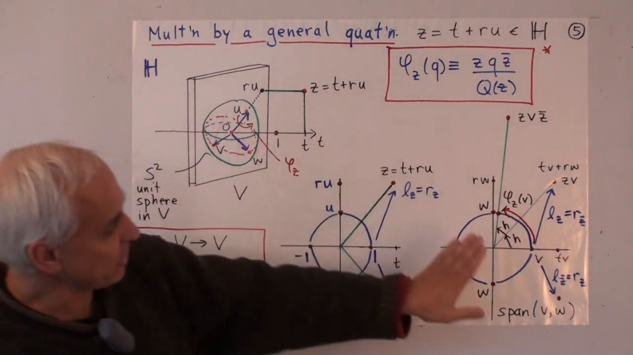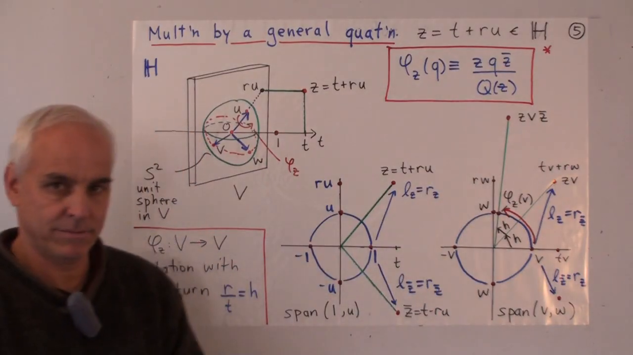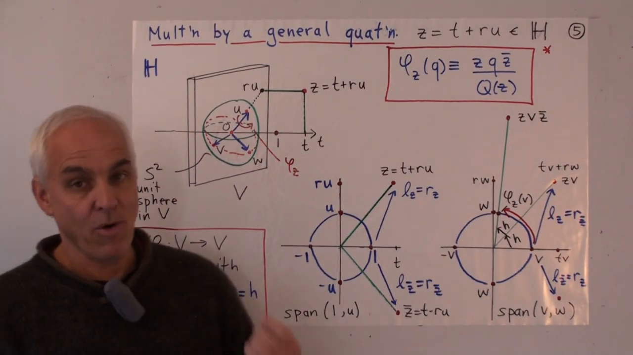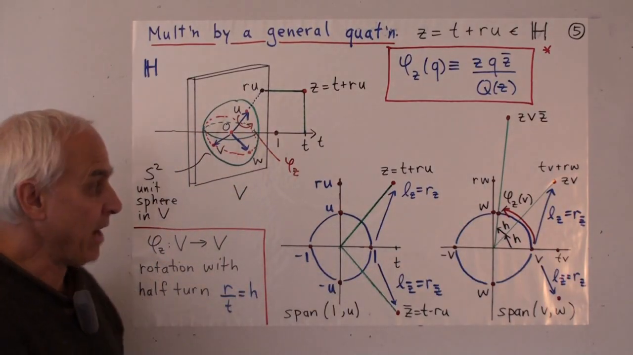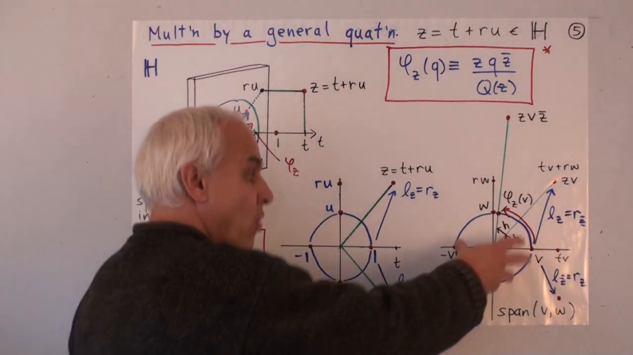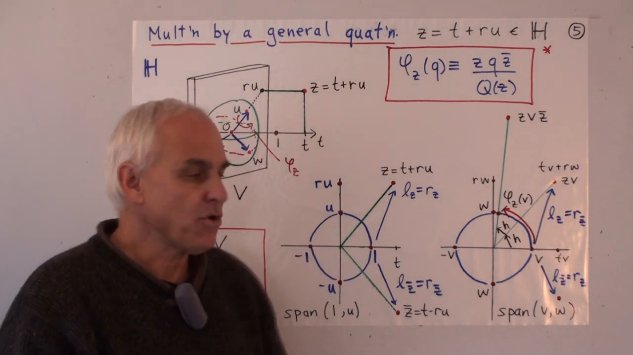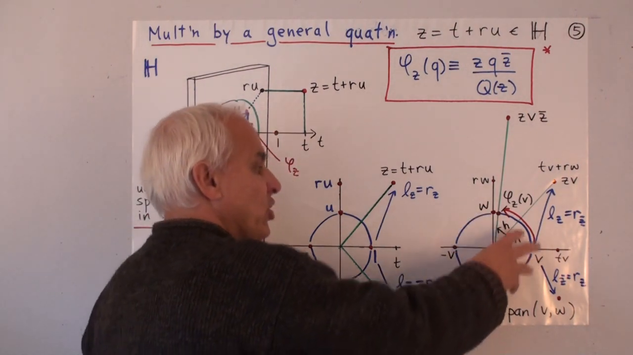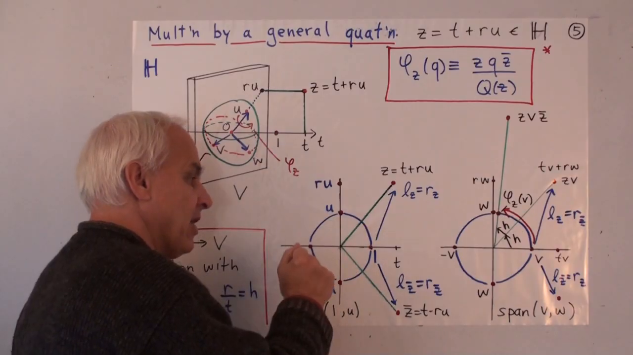All right, now more challenging, what happens over here in the VW plane? Well, we know what multiplying by 1 does. It doesn't change anything. And we've just learned what multiplying by u does. It rotates by a quarter turn.